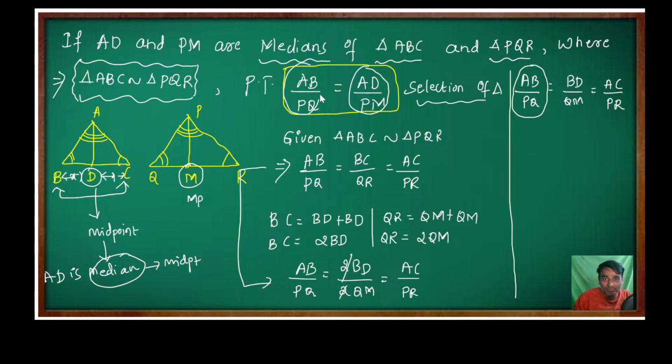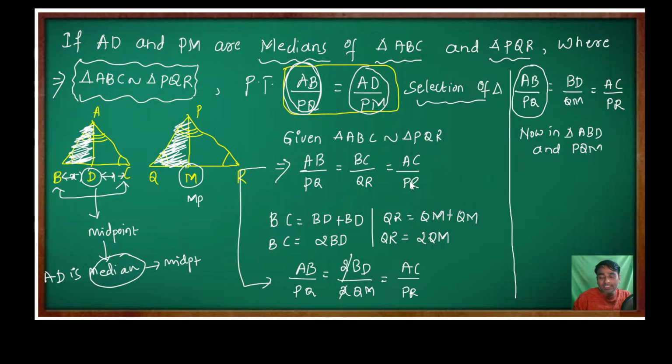Now these two come in which triangle? You see AB by PQ is coming in, or else you can see AD. AD comes this side, this triangle, and PM comes here, this triangle. You need to select these two triangles. So PQM and ABD. Now in triangle ABD and PQM.